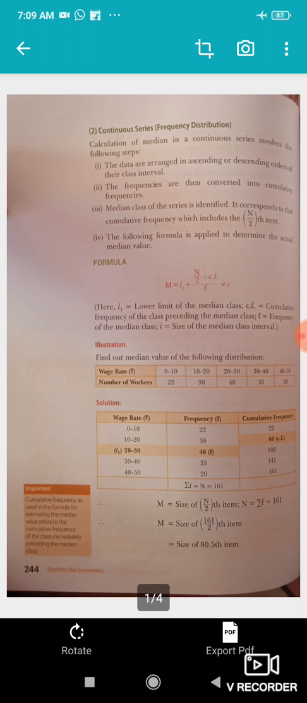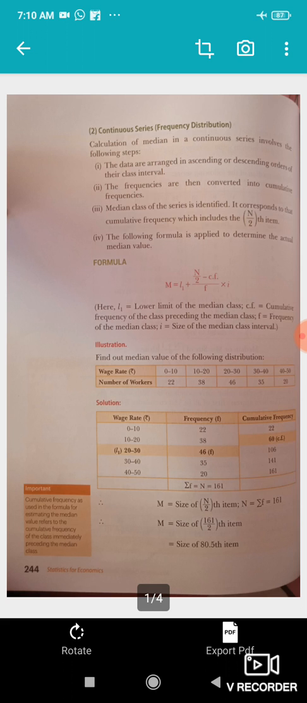The first step is that the data is arranged in ascending or descending order of their class interval. Second, the frequencies are then converted into cumulative frequency. Third, the median class of the series is identified. It corresponds to that cumulative frequency which includes the n upon 2th item. The following formula is applied to determine the actual median value.